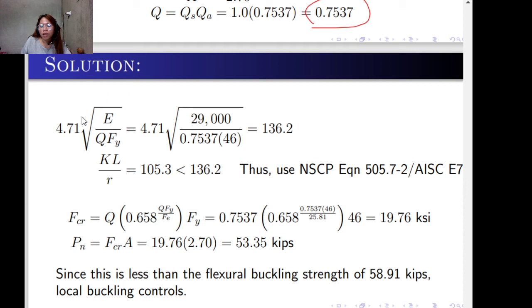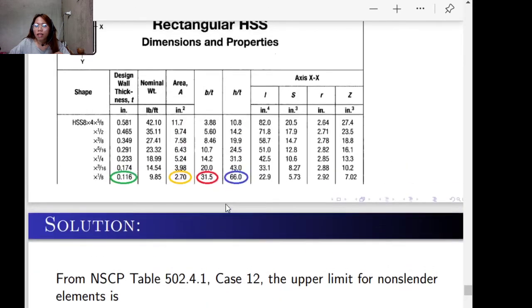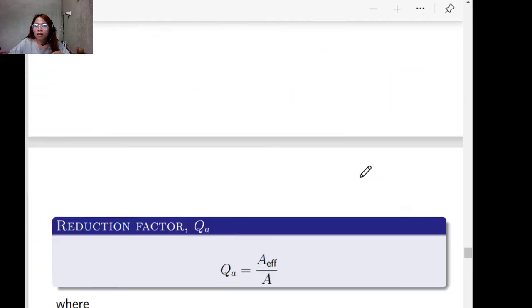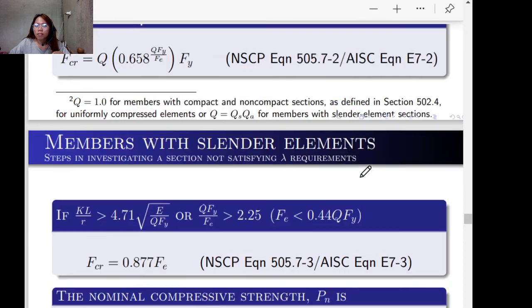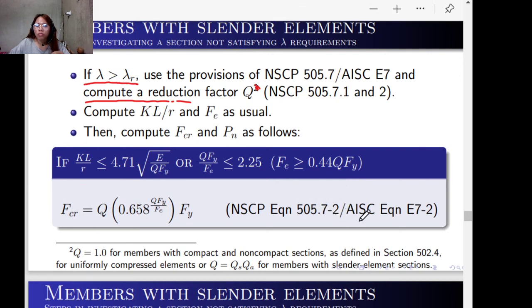Thus, use NSCP equation 505.7-2 or AISC equation E7-2. If KL over R is less than this value, yes, this one, no? Use equation 505.2-2 or AISC equation E7-2. If KL over R is less than this value, use Fcr equal to Q times 0.658 to the Q Fy over Fe times Fy.